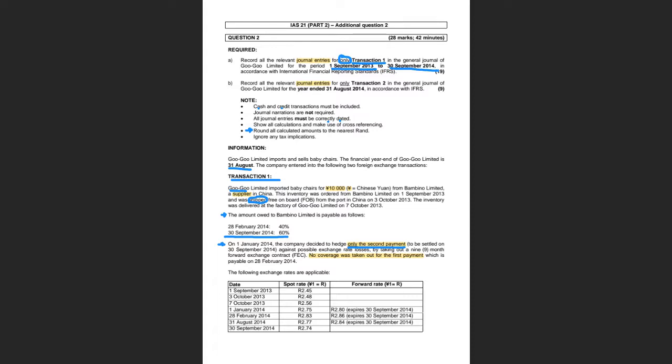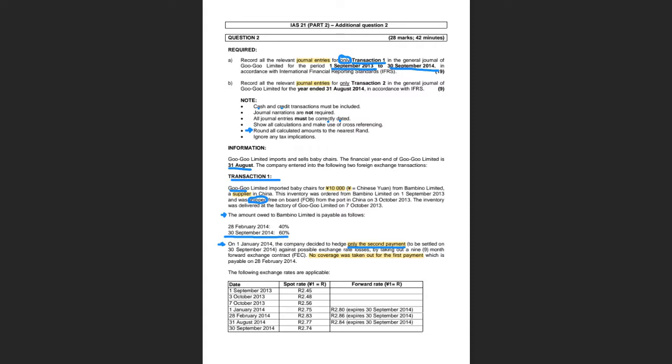The reason being is that both of those payments are happening so far apart, right? You have to have a separate FEC for each payment. In this case, they've only taken out an FEC for one payment. How do we know? Okay, we probably need to read a little bit more. But anyway, let's read and see if there's any coverage for the first payment, right?